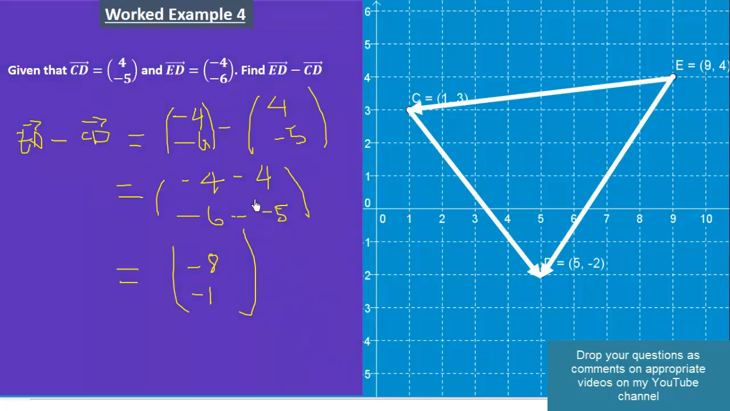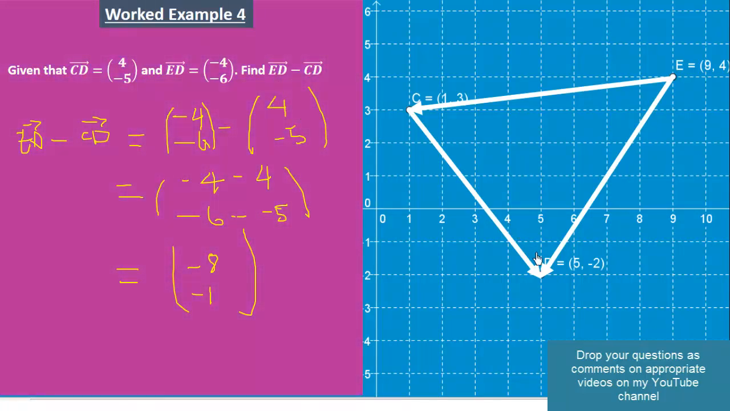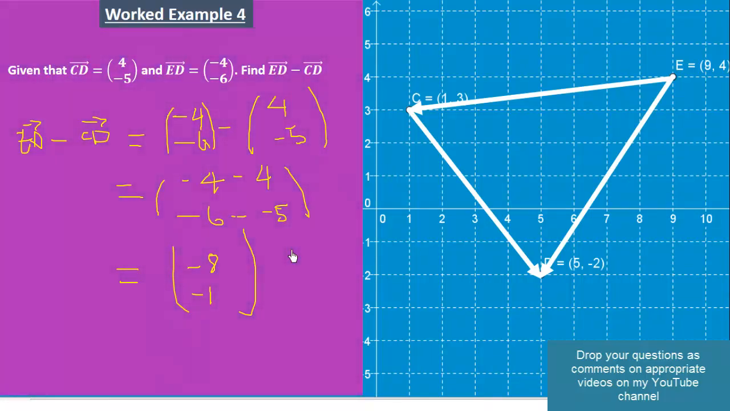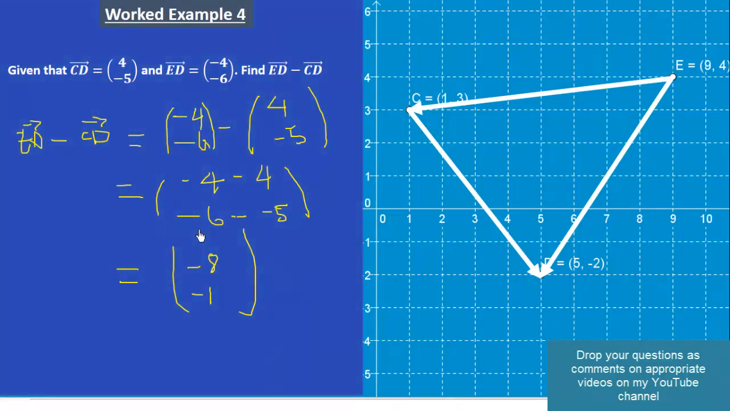So in other words, we're just adding the negative of vector CD, which is DC, to ED. That's why we had the same result as in the previous one. So subtraction of vectors is just adding the negative of the vector to another vector.